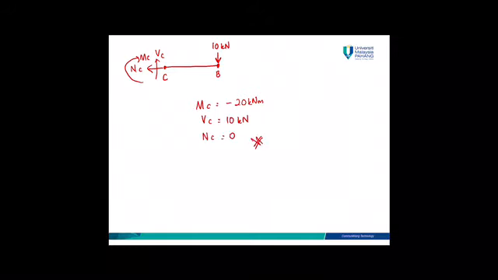This is your B, and you have point load, which is 10 kilonewton downwards. This is point C. When you cut at C, you will expose the internal forces NC, VC and also MC. Okay, and then when you calculate by using equilibrium equation, you will get MC is equal to negative 20 kilonewton meter, VC is equal to 10 kilonewton, and NC is equal to 0. Please check your answer for this one.